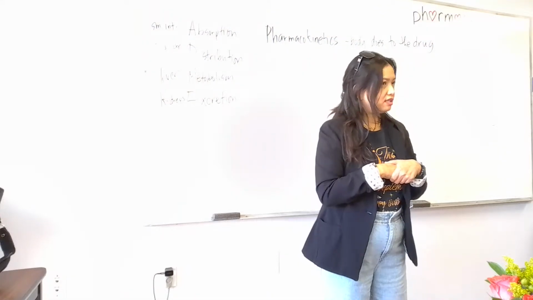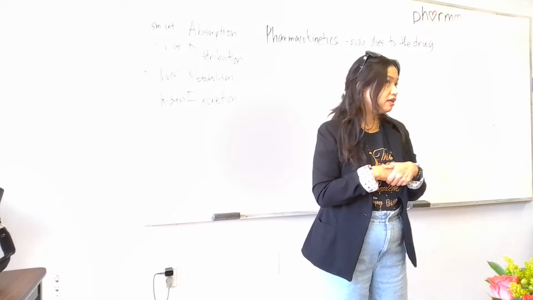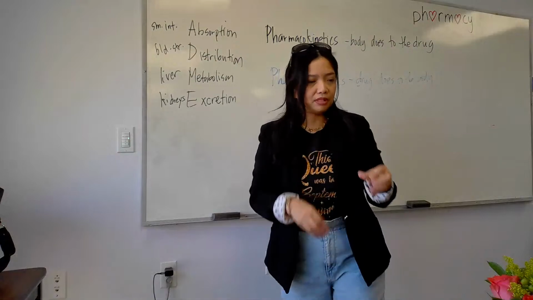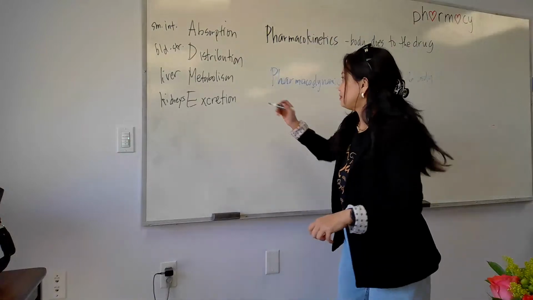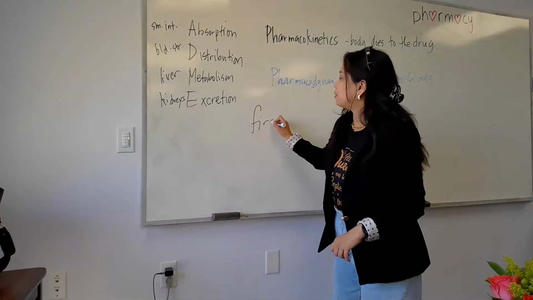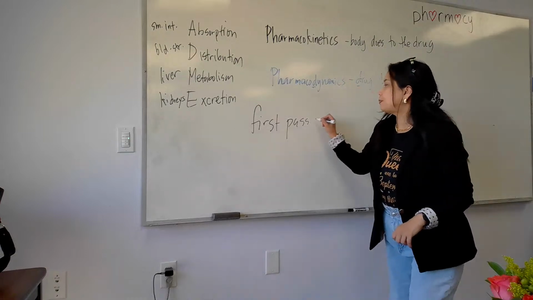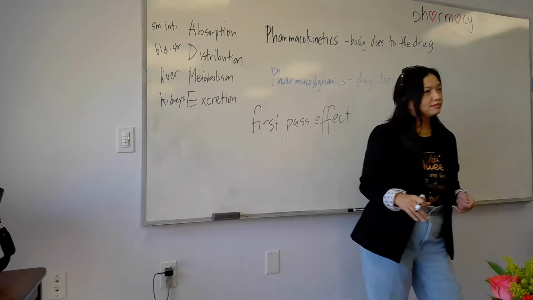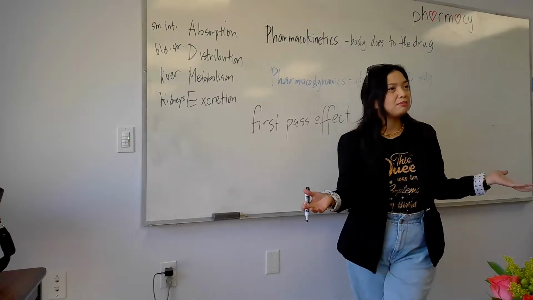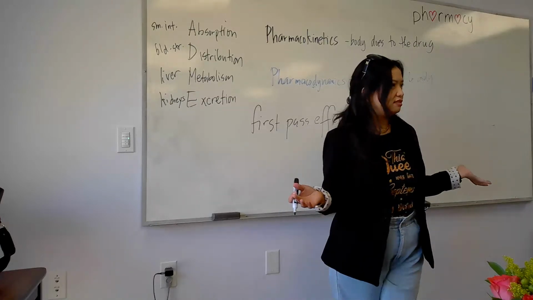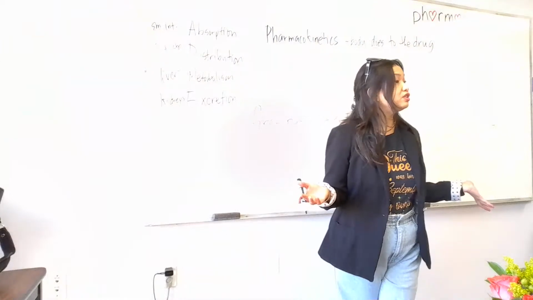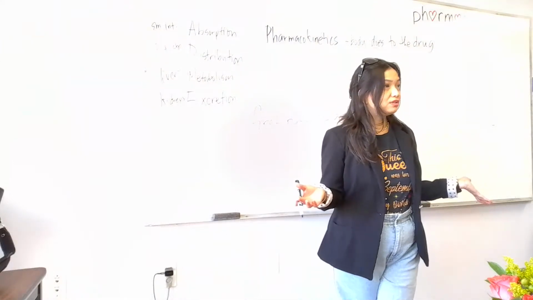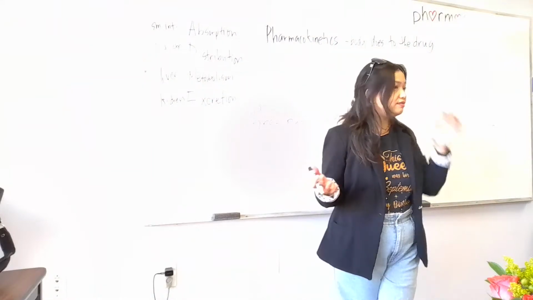So any drug that passes through the liver for metabolism, what do you call that process? First pass. This shows up on the board exam. First pass effect or first pass metabolism. If it doesn't pass the liver for metabolism, we call it no first pass effect. And these are your injectables. They don't pass the liver, especially IVs.